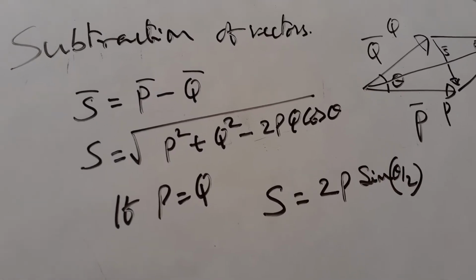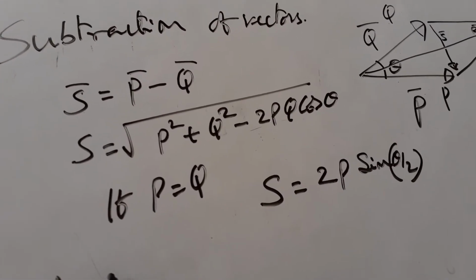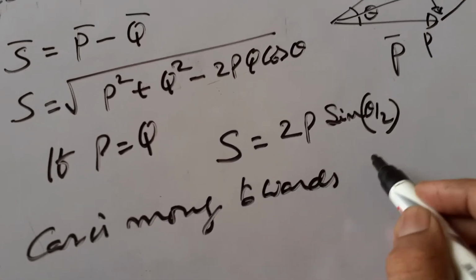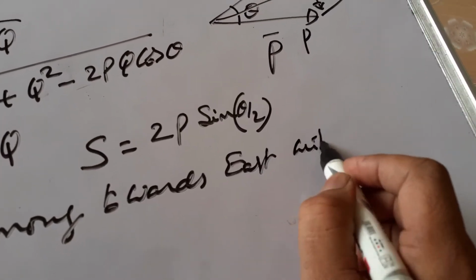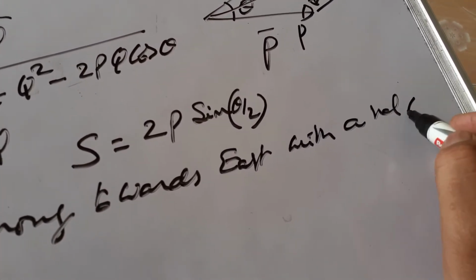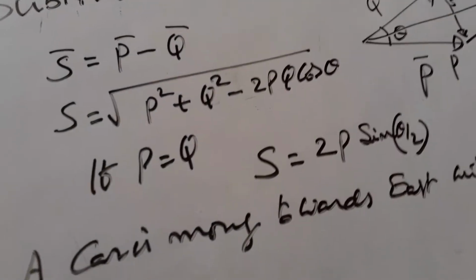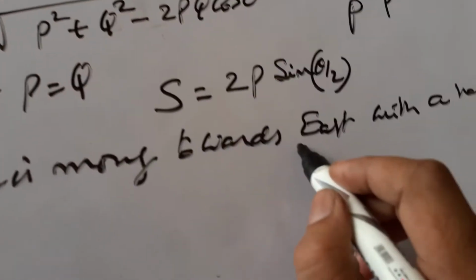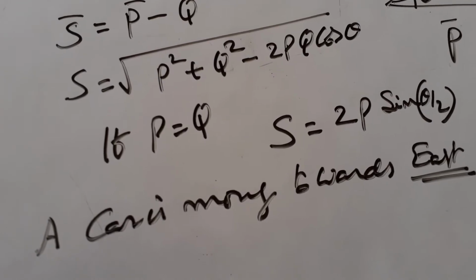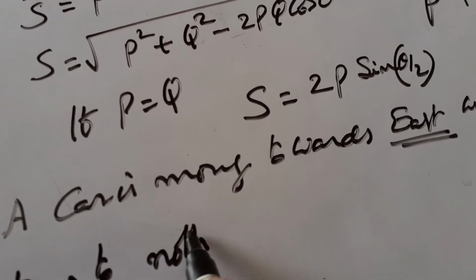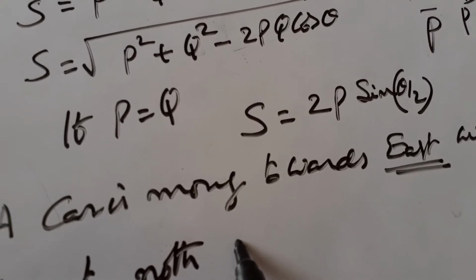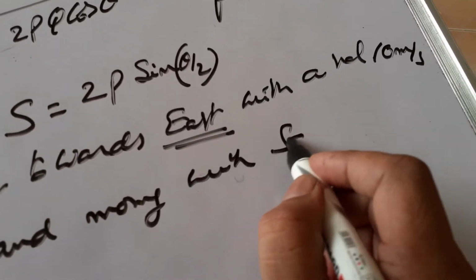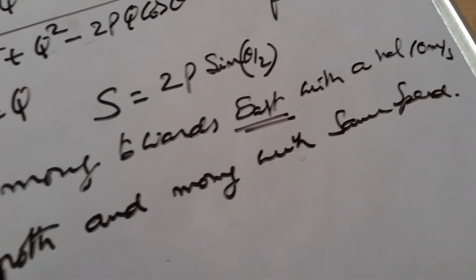We can see one problem. A car is moving towards east with a velocity 10 meter per second, suddenly turns to north. First it is moving east, then turns to north and moves with the same speed. Calculate the change in velocity.